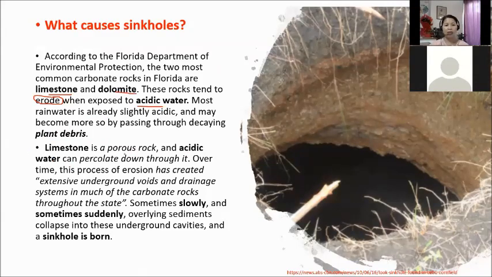Limestone is a porous rock and acidic water can percolate or can infiltrate down through it. Over time, this process of erosion has created extensive underground voids and drainage system in much of the carbonate rocks throughout the state. Sometimes slowly, sometimes suddenly, overlying sediments collapse into these underground cavities and sinkhole is born. So itong sinkhole na to sa figure, this happened in Cebu. No? So, malaki daw ito sa ilalim. So, marami pa dito sa Philippines, pero mga sinkholes.